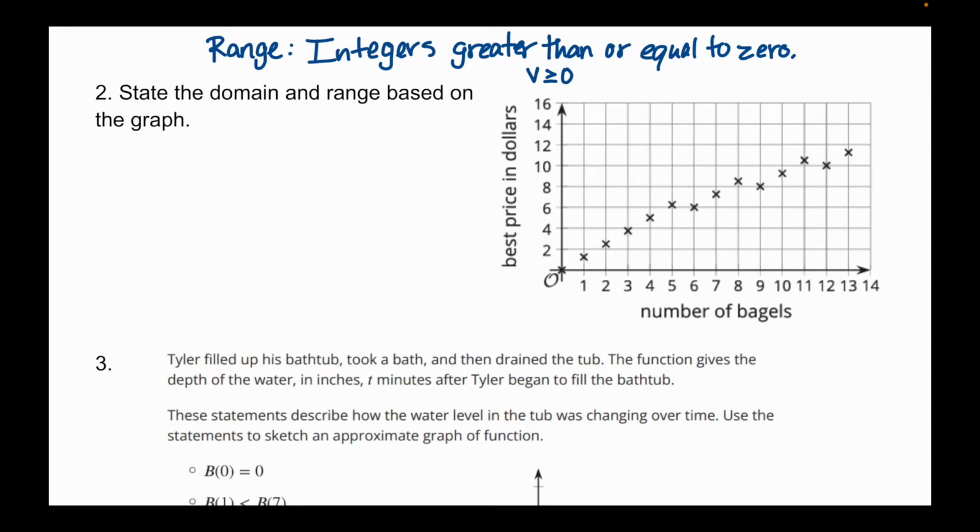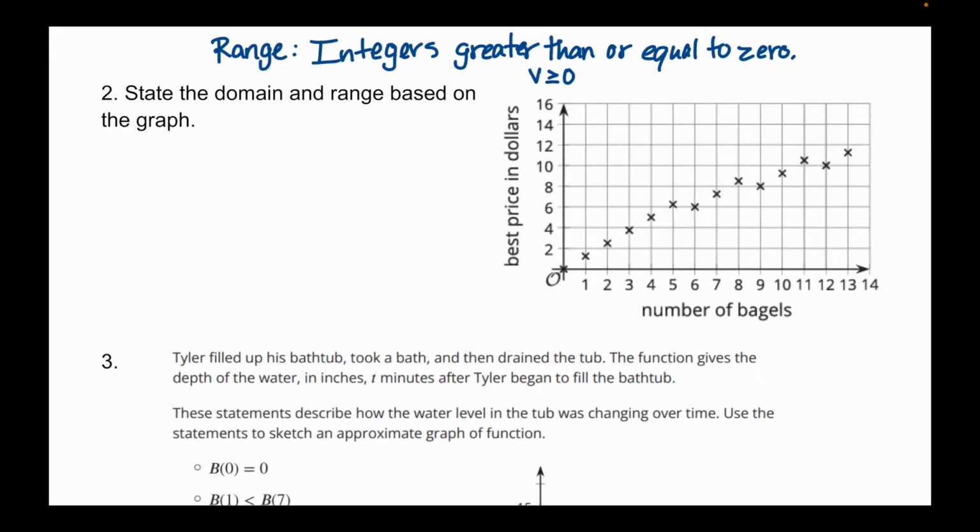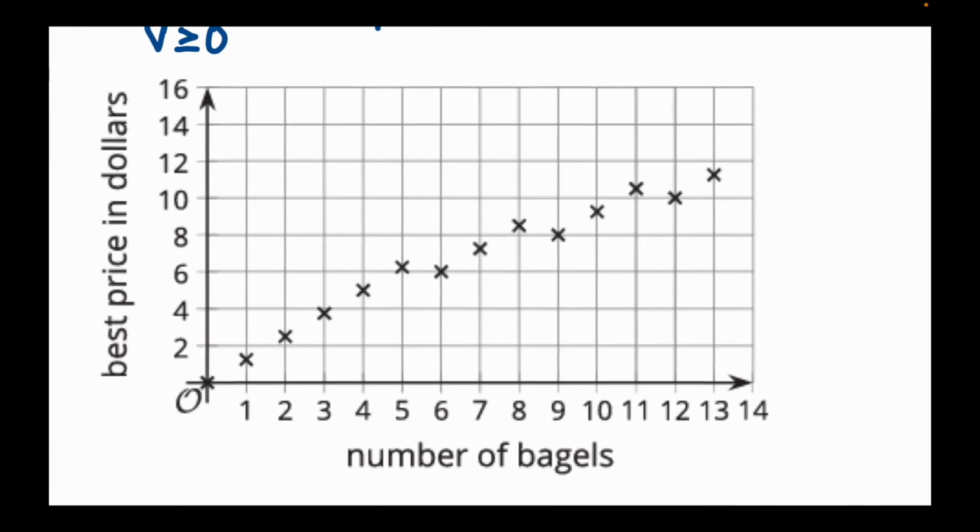All right. So the first thing I notice is that my graph does not go to negative numbers. I only have number of bagels and best price in dollars. So 0 and 0 is part of our input and our output. If I'm just looking at domain, I have from the left to the right. And so in this case, it goes 0 to 13, and that is going to be my domain.